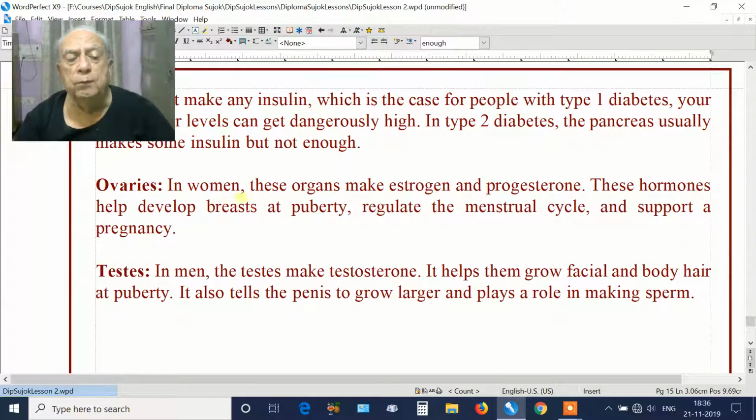Ovaries. In women, these organs make estrogen and progesterone. These hormones help develop breast capability, regulate the menstrual cycle, and support a pregnancy. Testes. In men, the testes make testosterone. It helps them grow facial and body hair at puberty. It also tells the penis to grow larger and plays a role in making sperm. So these are the functions of the endocrine glands given to you in short.